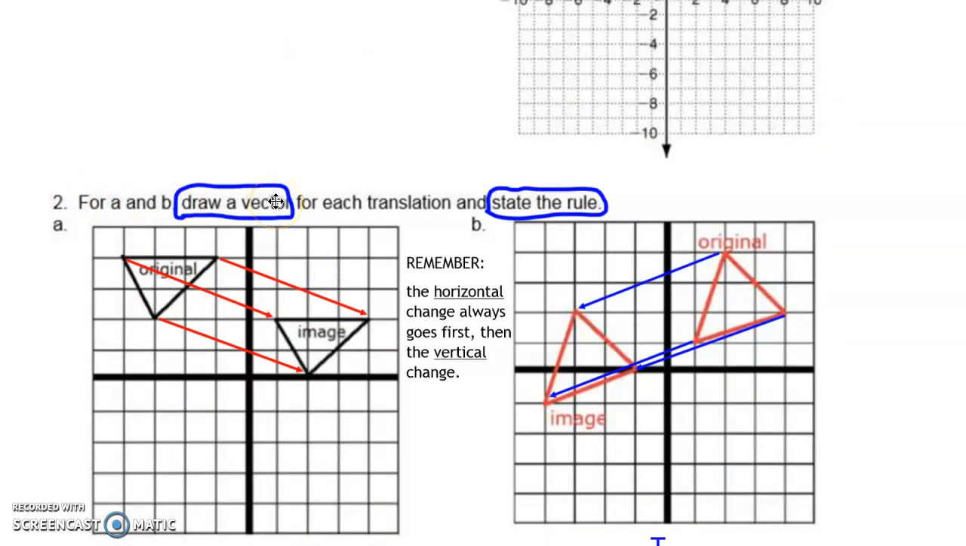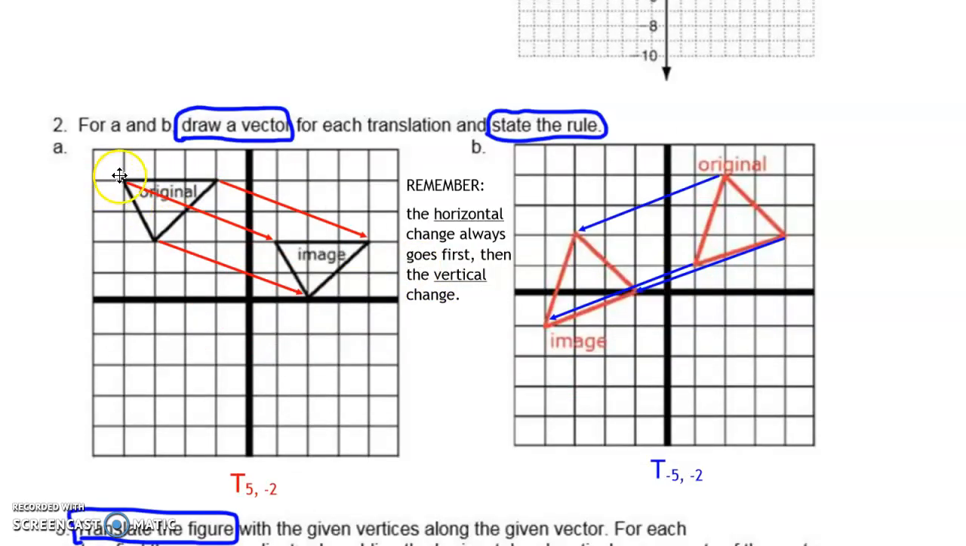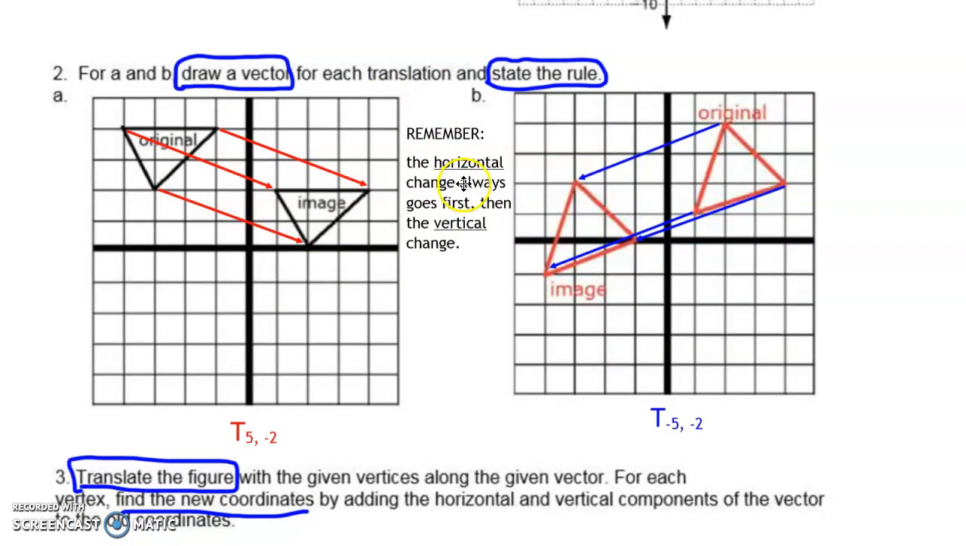It asks us first to draw a vector from each translation and to state the rule. In this case, the original is here, the image is there, so the vector is pointing towards the image. In this case, the original is up here, so make sure that your vector is pointing towards the image, right? Remember that the horizontal change always goes first, and the vertical change. Sometimes students will want to say, oh, well, first it went 2 units down and then 5 units to the right. But the horizontal change has to go first.